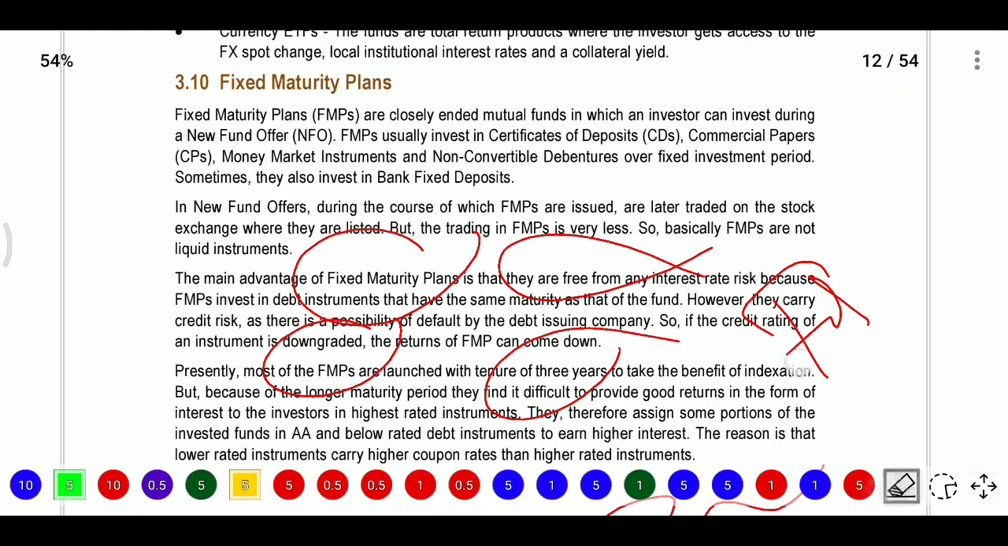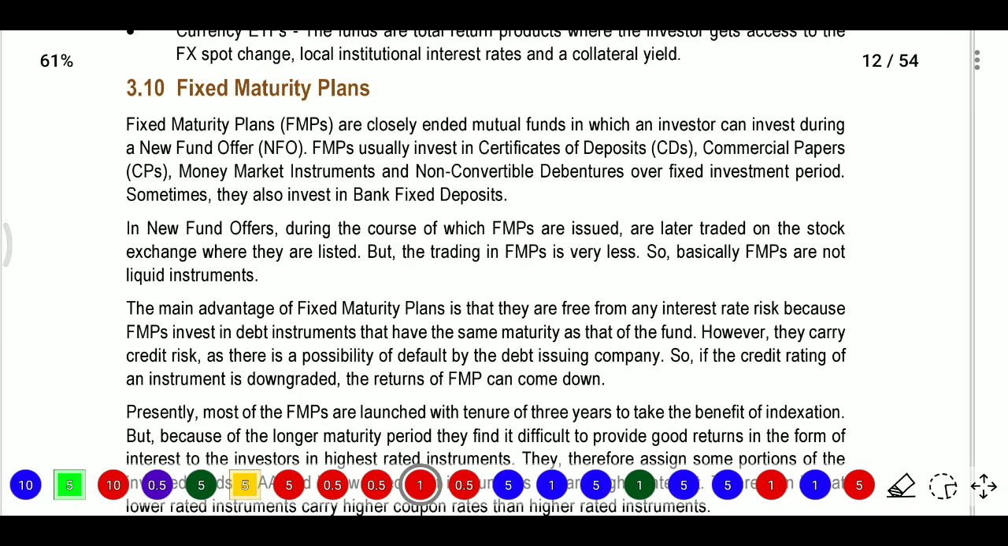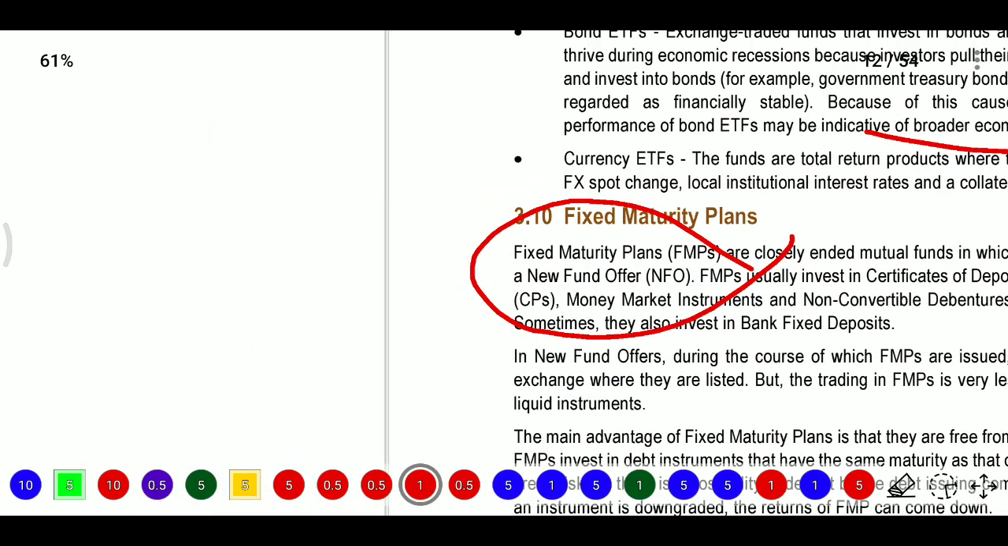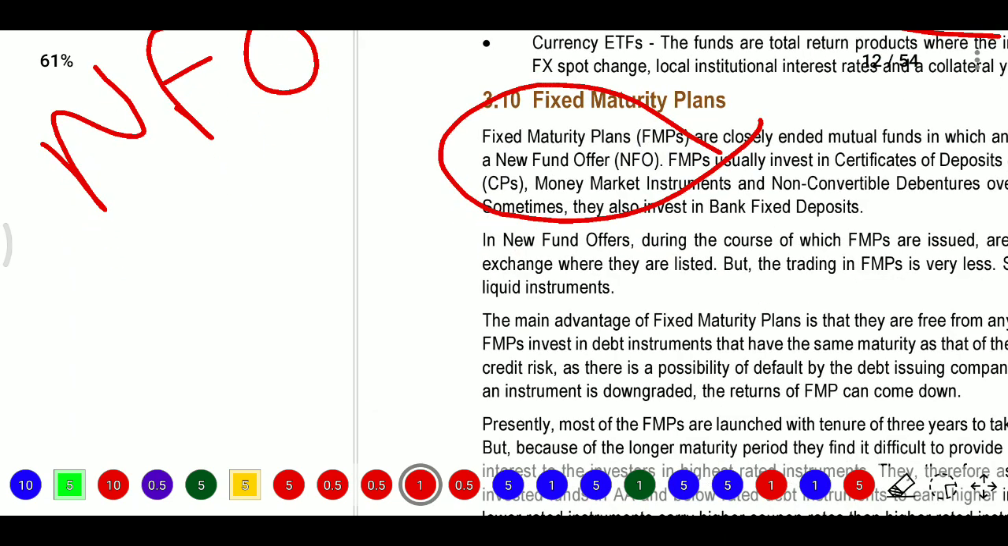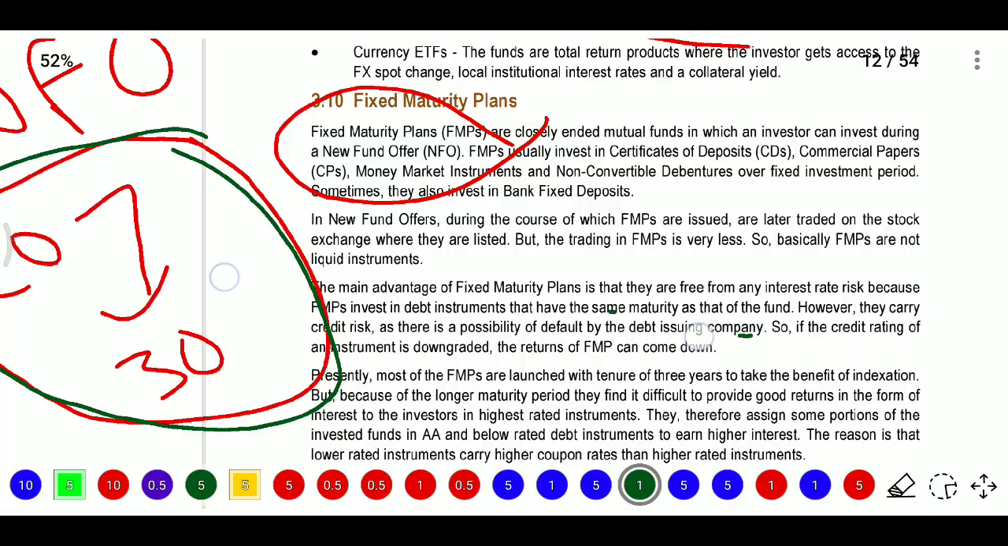Now, fixed maturity plan. Here, fixed maturity plans are closed-ended mutual funds. Closed-ended means they will specify the time period, and up to that time period we need to stay in that fund only. An investor can invest during a new fund offer, NFO, where they give a certain time to invest. For example, one fund is offering January 20 to January 30 as the new fund offer, which means you may invest in between this time. This is known as a new fund offer, so they provide the time period for investing.